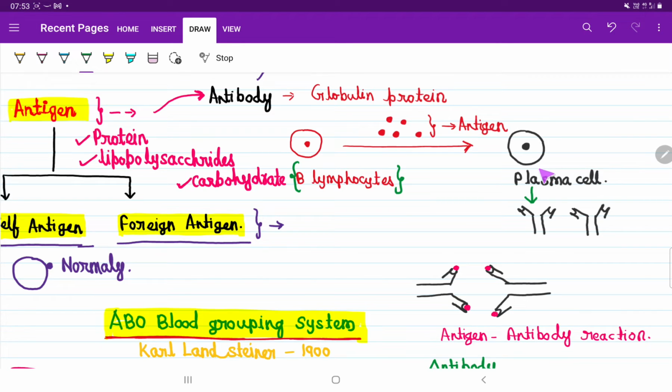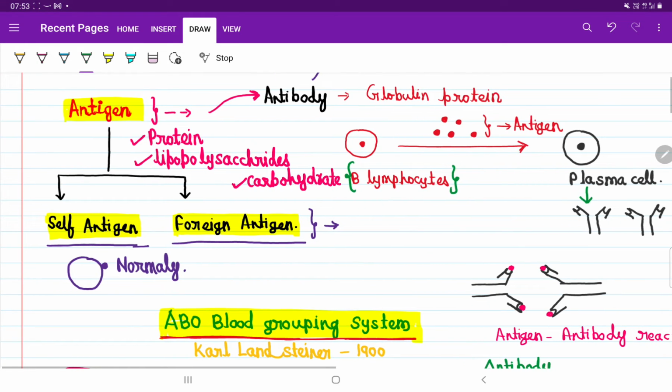From where did this plasma cell come? Plasma cells are actually differentiated B lymphocytes. And this B lymphocyte will differentiate only when some kind of foreign antigen enters the body. I hope this point is clear to you, what is antigen and what is antibodies, right?